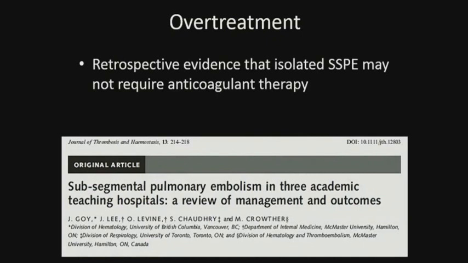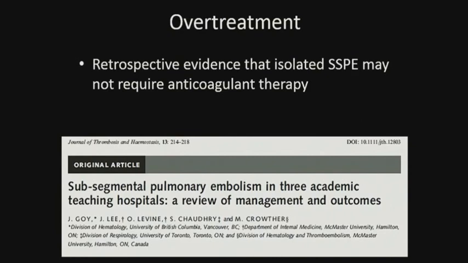One such study describes a retrospective review of over 2,000 patients in Canada by Goy and colleagues, and it reported that isolated subsegmental pulmonary embolism was identified in 4% of all their patients. Half of those patients had received anticoagulation and approximately half had not. In those patients that had received anticoagulation, there were 2 life-threatening abdominal hemorrhages, and in the patients who did not receive anticoagulation, there were no recurrent events of thrombosis.